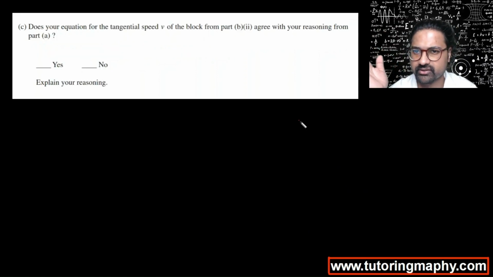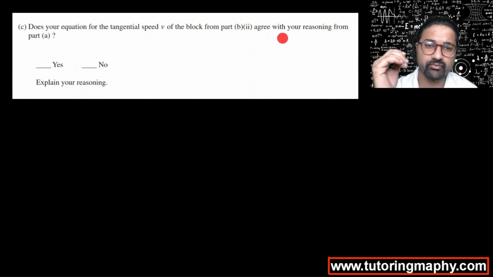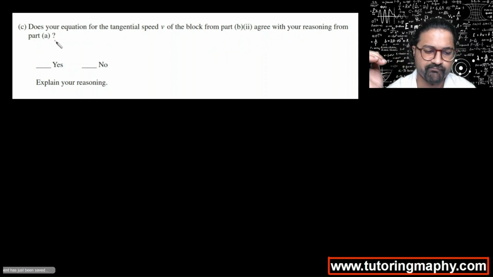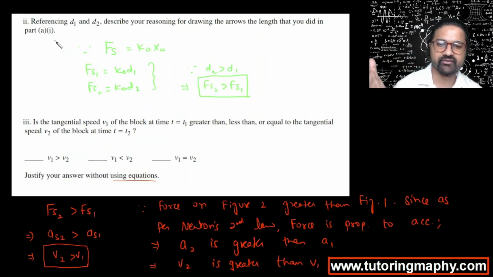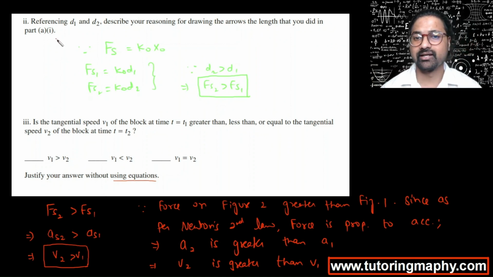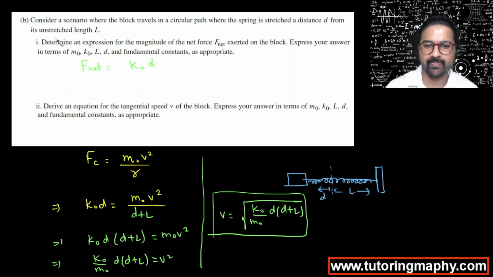And the last question, I think, yes, this is the last question. Does your equation for the tangential speed of the block from part B agree with your reasoning from part A? What was our reasoning in part A? We were saying that since the force is more, acceleration is more, so the velocity is more. And let's see if the math agrees with us.